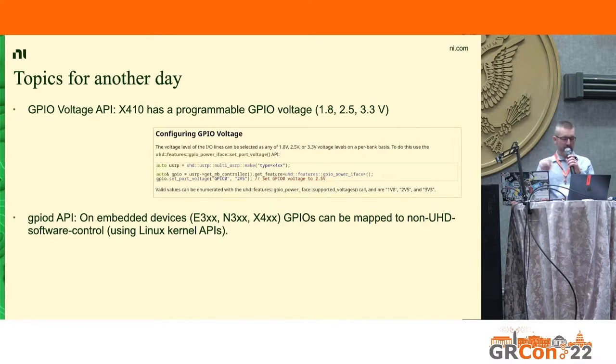And it's explained in the manual, so I'm not going to talk about it here. And the second one is I also mentioned that you can yield control of the GPIOs to software when you're running on the embedded devices. And we use a standard kernel API. There's a Python package called GPIOD, which is installed on the device, which you can use to just control them. So you can just write Python code to directly talk to the GPIOs without having to go through UHD.